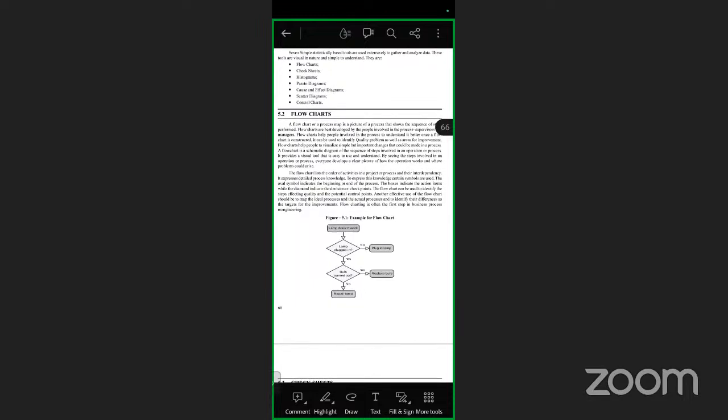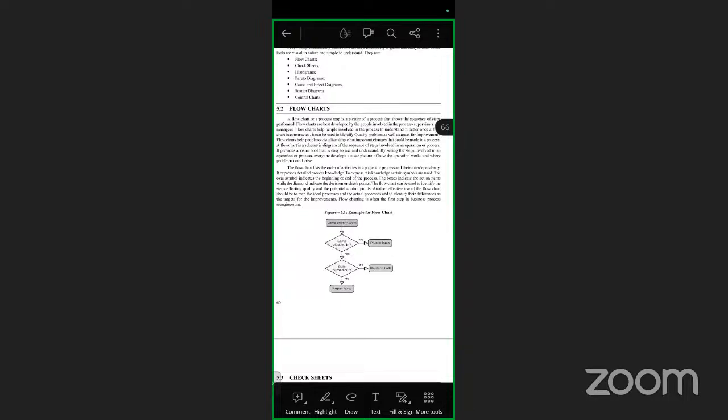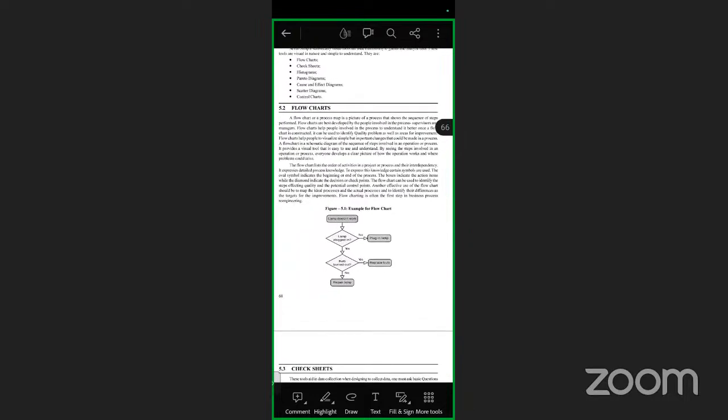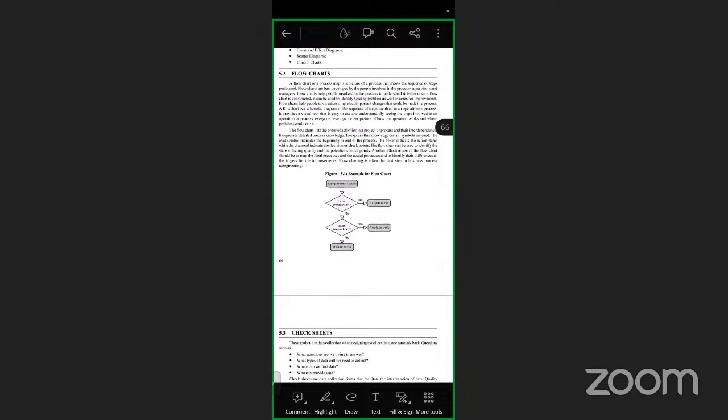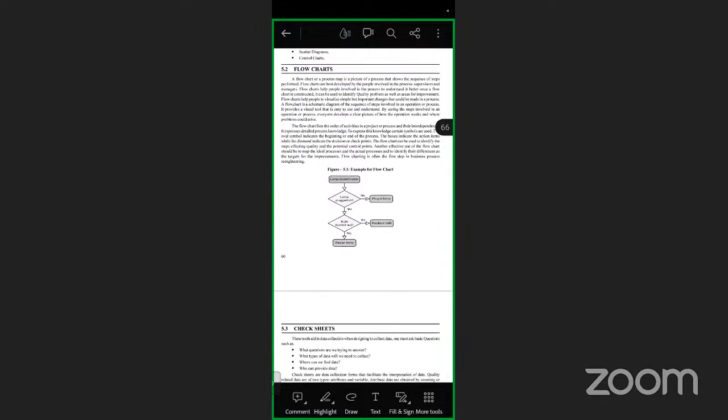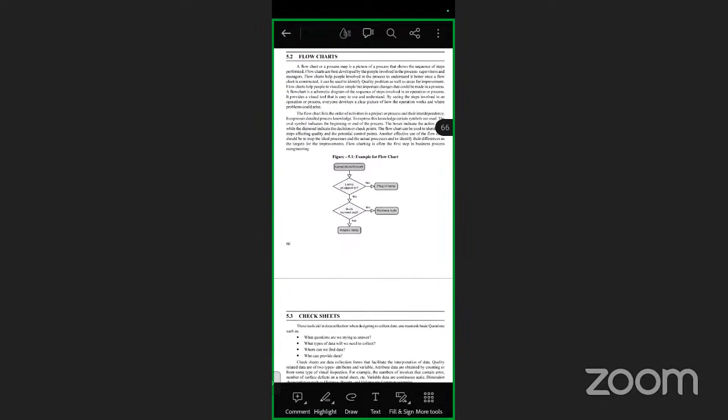The flowchart can be used to identify the steps affecting the quality and potential control points. Another effective use of the flowchart is to map the ideal process and the actual process to identify their differences and target improvement. Flowchart is often the first step in business process re-engineering. Now, we can see a flowchart.